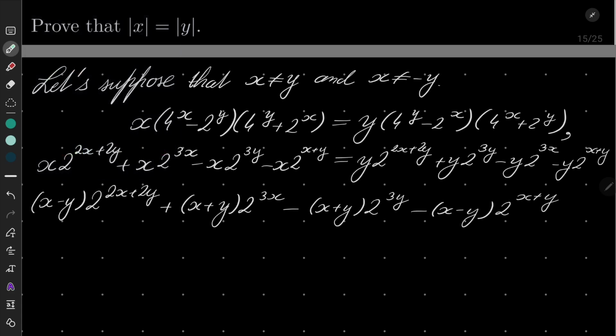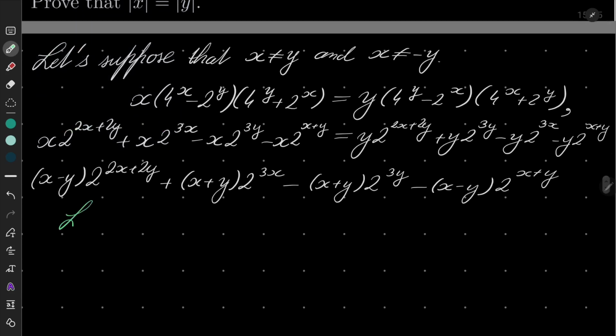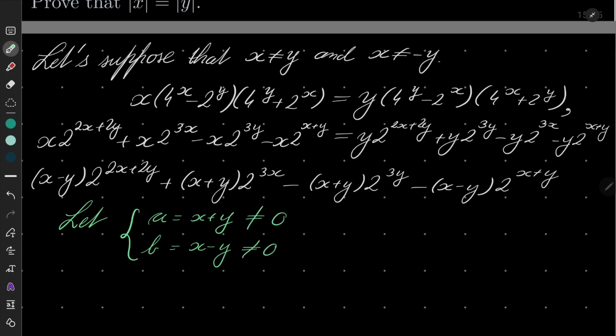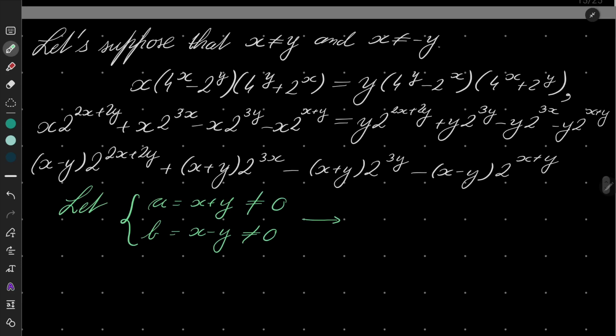Okay, and now we can see that we have x minus y, x plus y, so that suggests to make a substitution. So let a equal x plus y, b equal x minus y. By our assumption, we know that neither of these numbers is 0. And moreover, we can deduce that x equals a plus b over 2 and y equals a minus b over 2.